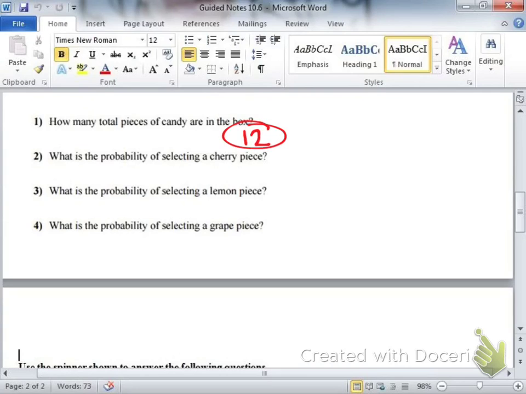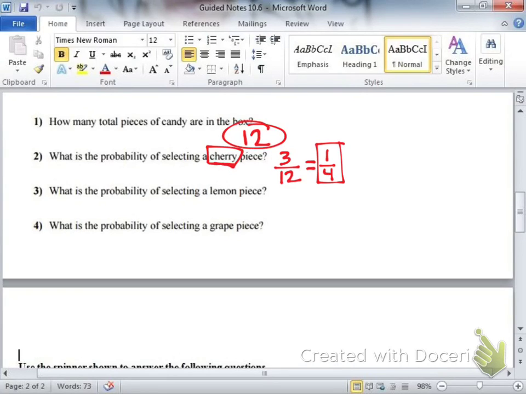All right, number 2 says, what's the probability of selecting a cherry piece? 3. So there's 3 possible cherry pieces. So a success in this case would be considered a cherry. There's 3 different ways to pick out cherry, right? There's 12 total candies you could choose from. So the number of successes would be 3. There's 3 cherries. Cherries are successes right now. There's 12 total possible outcomes. Now, if you can reduce in probability, you need to reduce. What is 3 over 12 reduced to? 1 over 4. Very good.